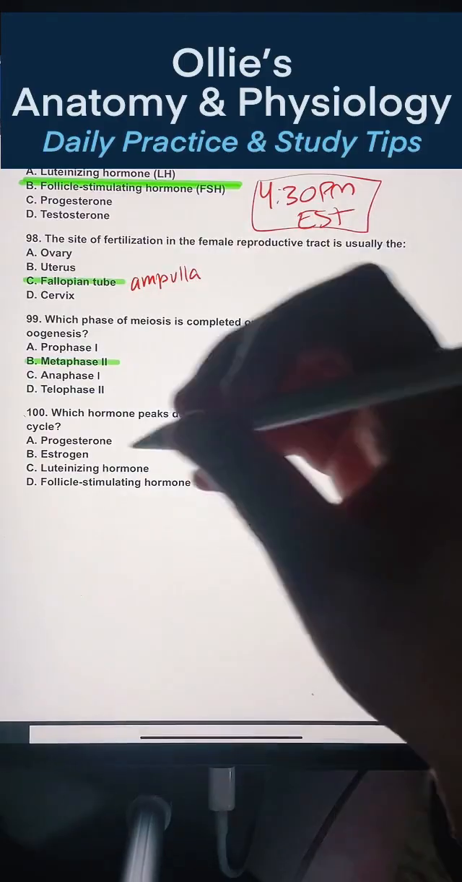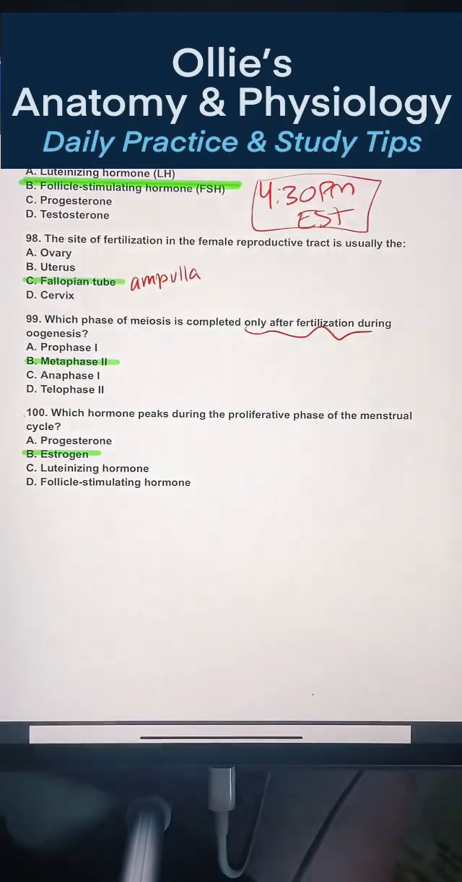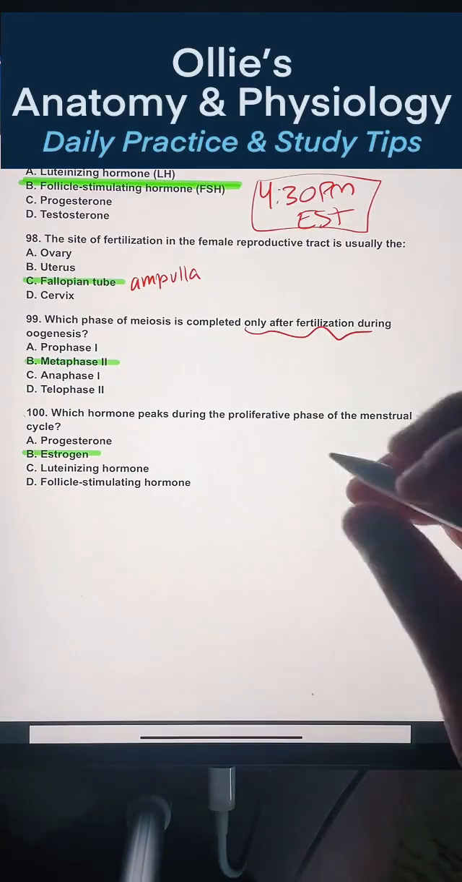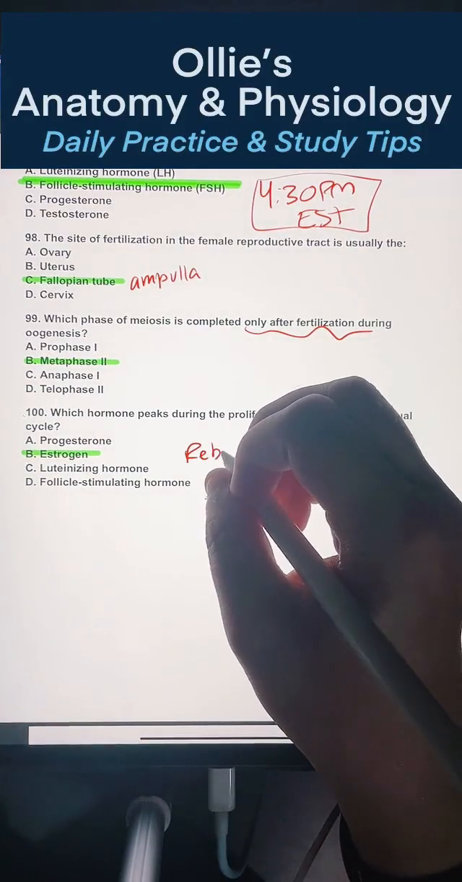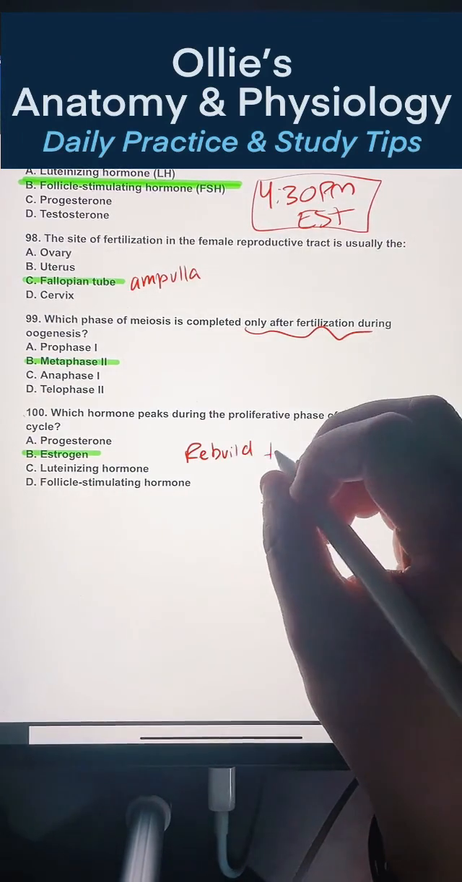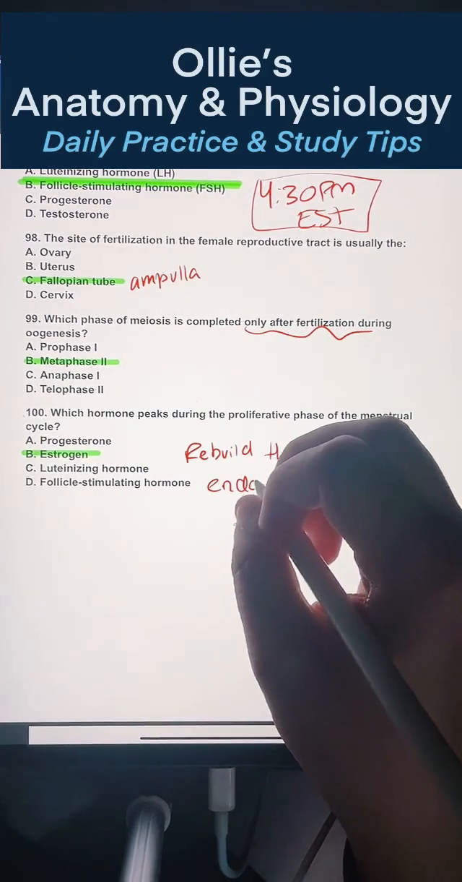That's incredible. But number 100 is B, estrogen. Estrogen rises during the proliferative phase. This is going to function to rebuild the endometrium.